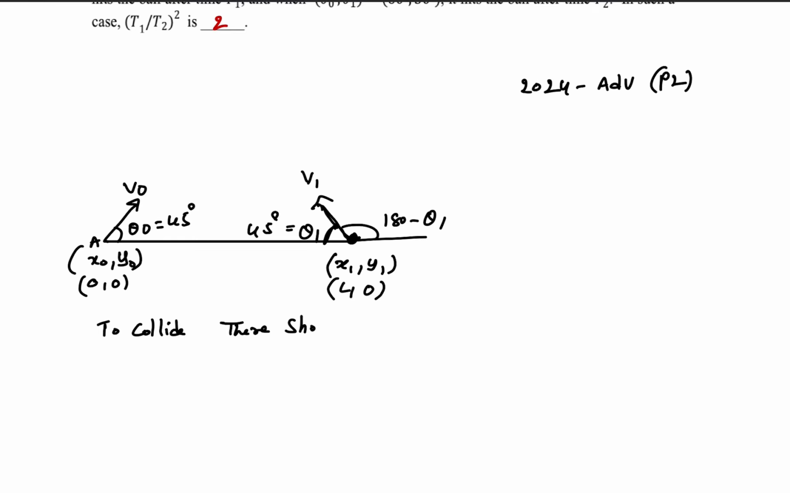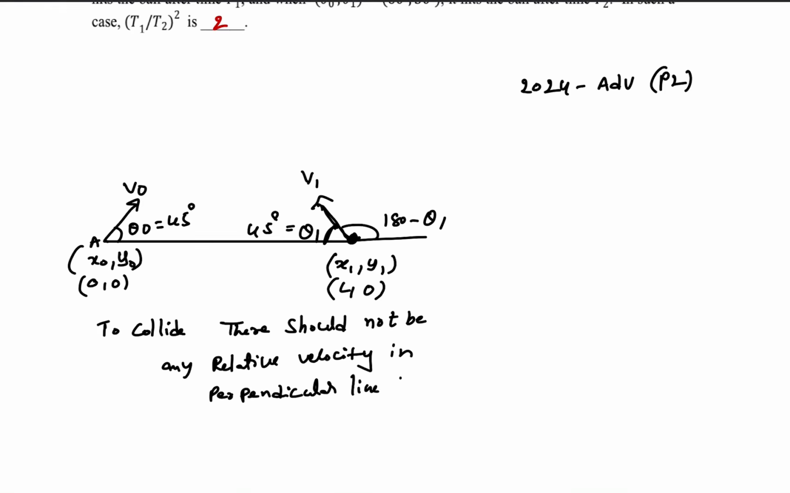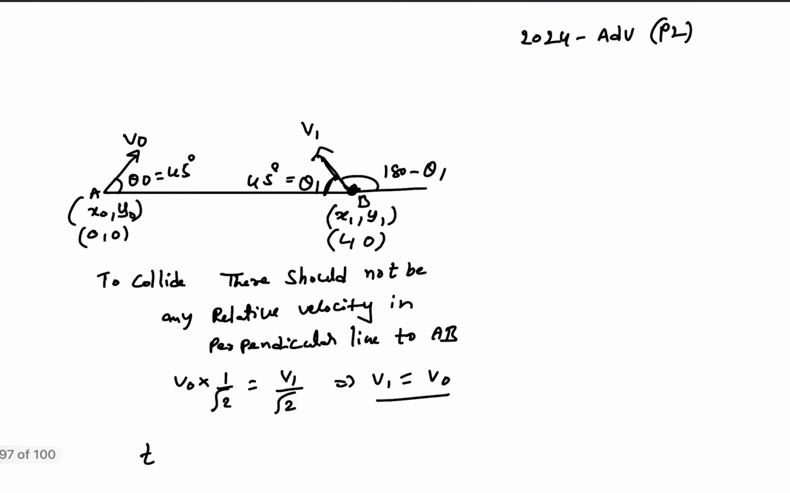To collide, there should not be any relative velocity in the perpendicular line, perpendicular to AB. I am taking AB. For that, you can write v naught into sine 45, 1 by root 2, is equal to v1 by root 2. So from this, we can write v1 is equal to v naught.